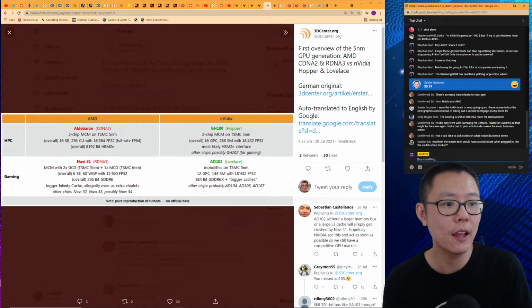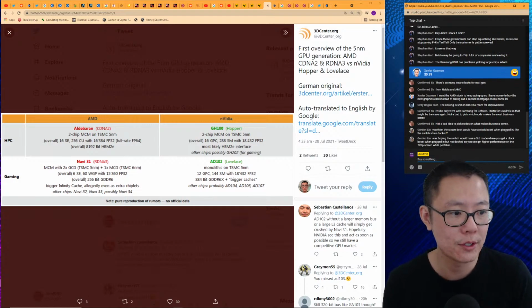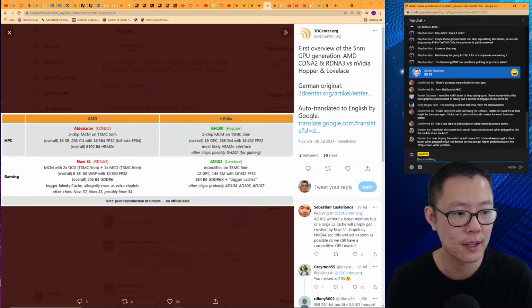Confirmed SK, Nvidia only went with Samsung for GeForce, TSMC for Quadro, so that might be the case again. Not a bad idea to pick nodes on what makes the most business sense.